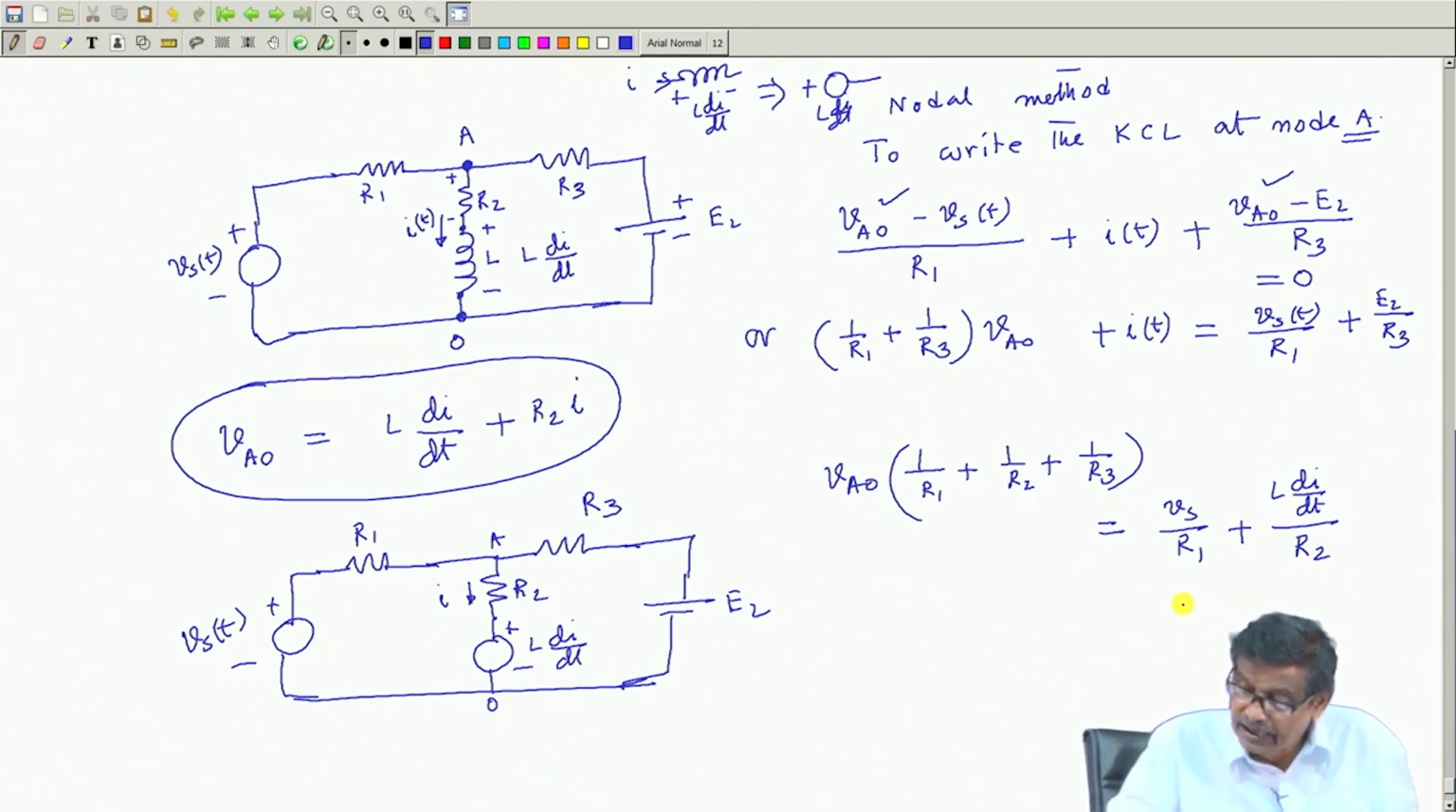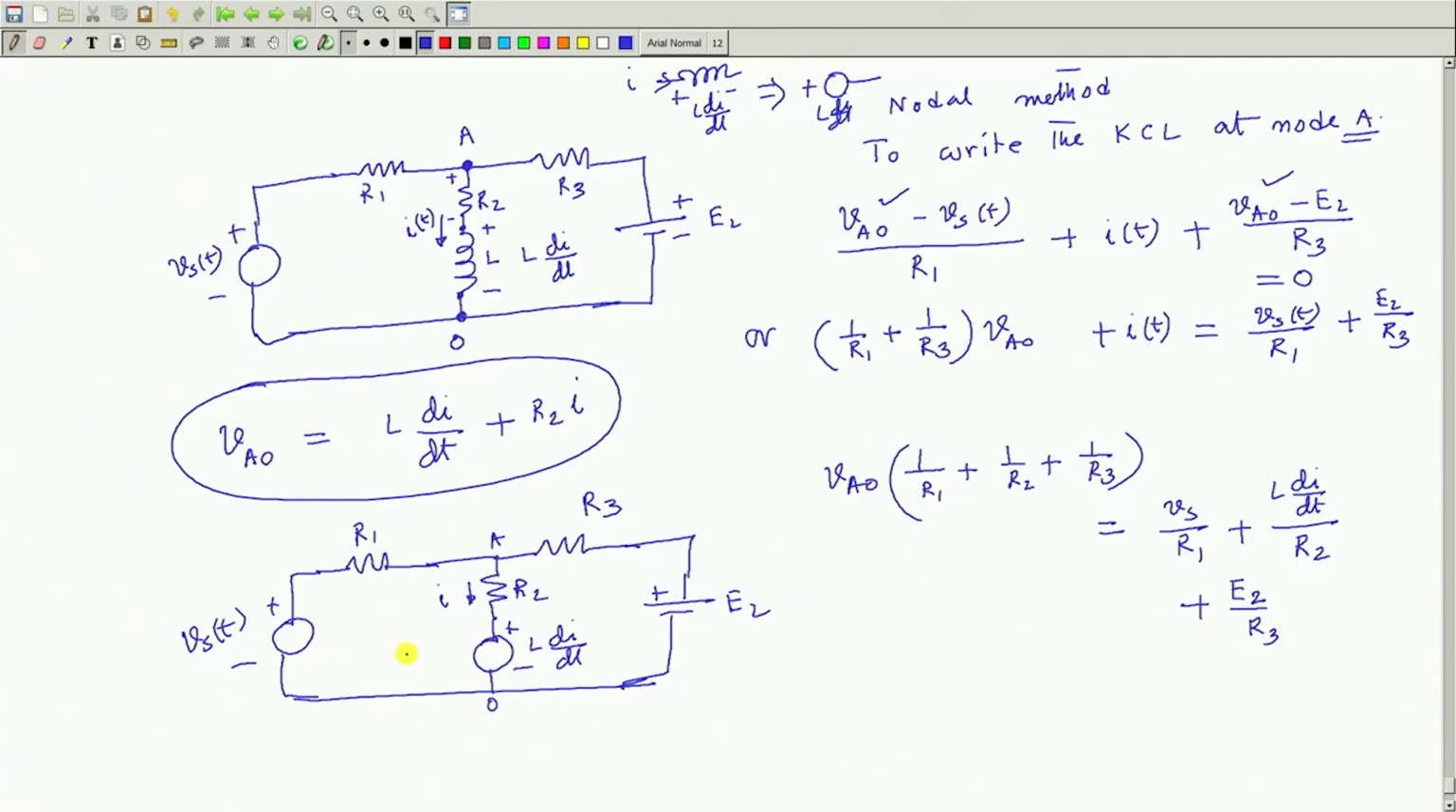And plus another source is there, which also pumps current. The polarity is such that it is trying to pump current to A. So, that is why plus E2 by R3. This is one and the same thing, the same equation. Sometimes what you do is replace the inductance by showing it as a voltage source, L di/dt.